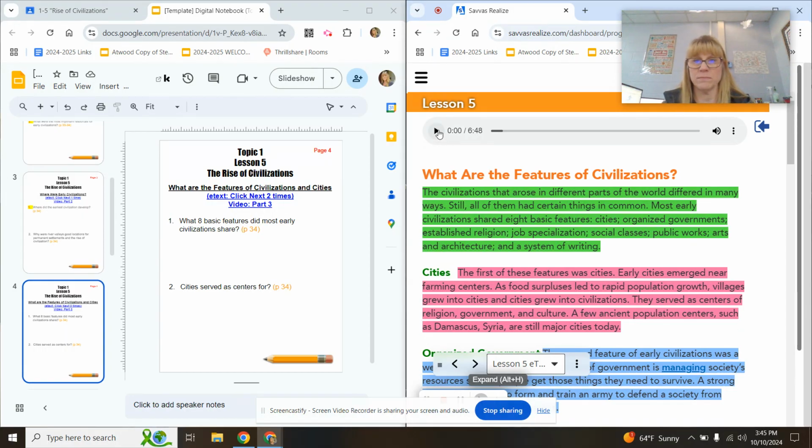What are the features of civilizations? The civilizations that arose in different parts of the world differed in many ways. Still, all of them had certain things in common. Most early civilizations shared 8 basic features: cities, organized governments, established religion, job specialization, social classes, public works, arts and architecture, and a system of writing.